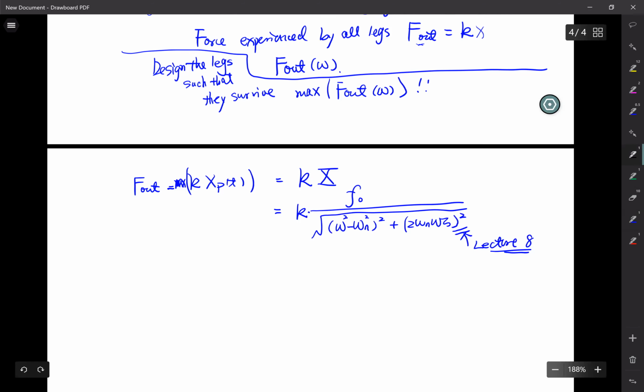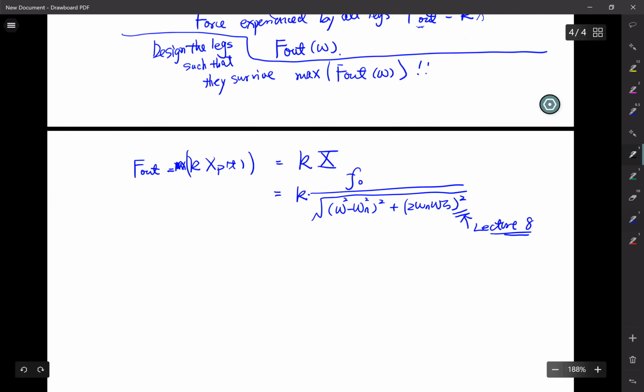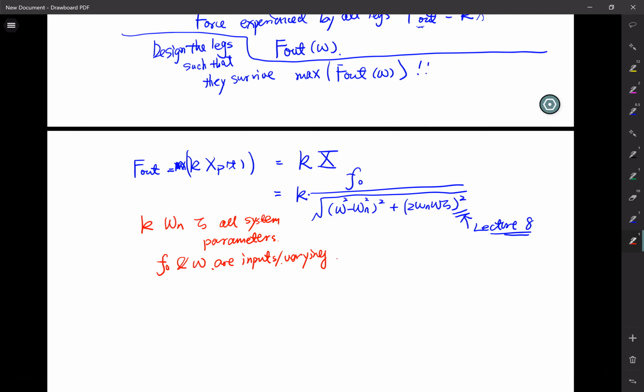So how should we design the system? As here we know that if you look at this equation, your K, your omega n, your zeta, they're all system parameters. And then your F naught and omega, they're inputs, or varying. So these two are determined by the person on the table. So then you can design a system.